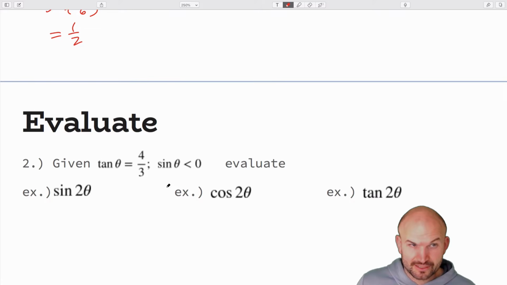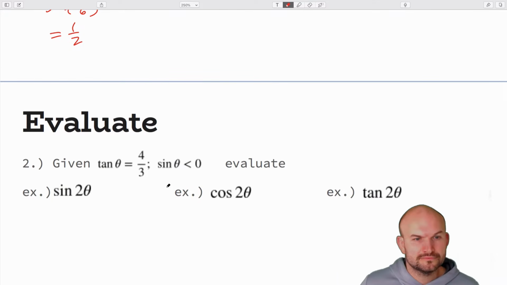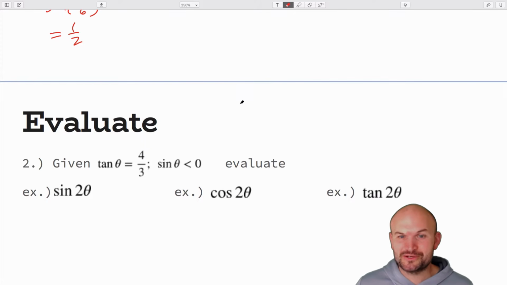Let me think what I have here. All right, so when we have a triangle, the first thing we've got to do is create the triangle.